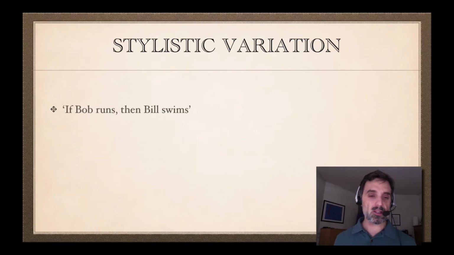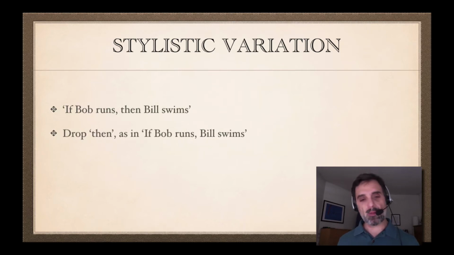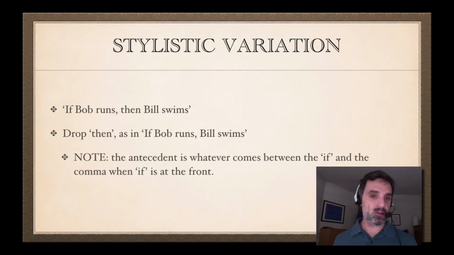So we have the sentence, if Bob runs, then Bill swims. And we could drop the then, and we get if Bob runs, Bill swims. And those say the same thing. And actually, we've already been doing that. And just to remember, the antecedent is whatever comes after the if and before the comma. It's whether or not there's a then there. This is when the if is at the front.